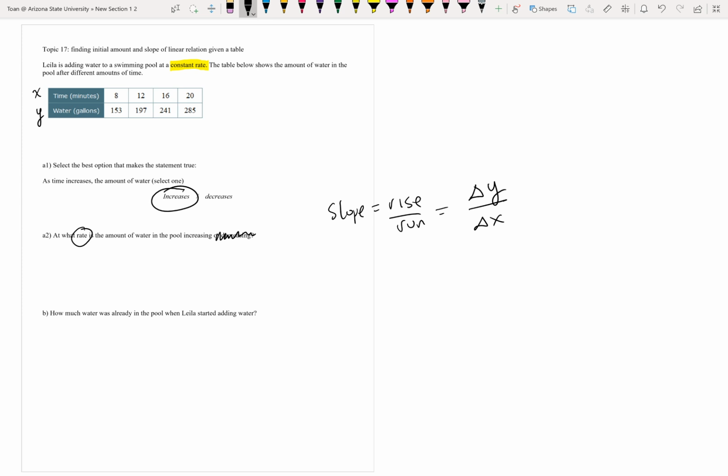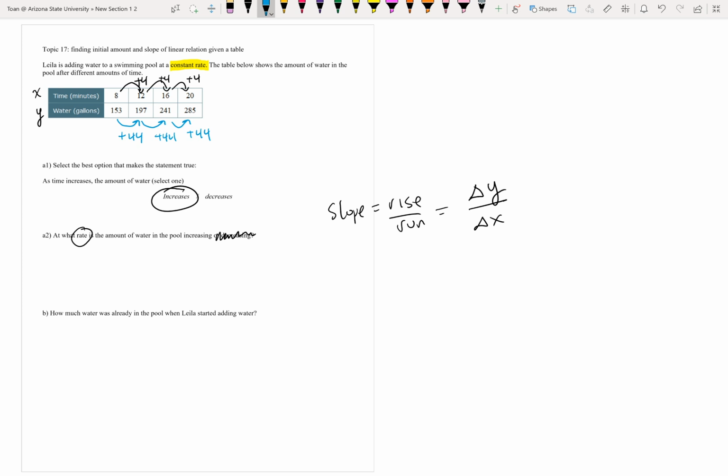So let's go back to the table and look. From 8 to 12, we can see that's a plus 4. 12 to 16, that's a plus 4. 16 to 20, that's a plus 4. So let's do the same thing with the water. 153 to 197, you either have to do some mental math or take out a calculator and do some subtraction, but you should see that that is a plus 44. From 197 to 241, that's a plus 44, and not surprisingly, plus 44. It is constant after all.